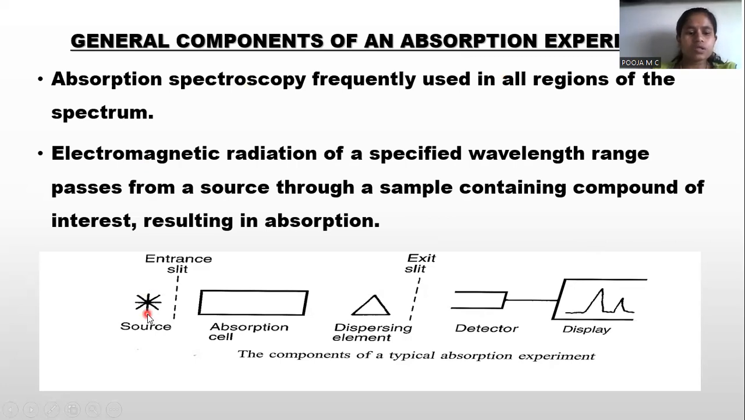Here is the source present, and the light from the source enters through the entrance slit. This slit is monochromatic and the light enters the absorption cell, which contains the compound of interest, and next the dispersing element. This dispersing element splits the light into different colors, which moves through the exit slit, also monochromatic, to the detector, and the absorbance is shown on the display.